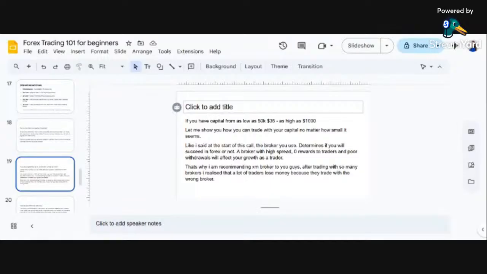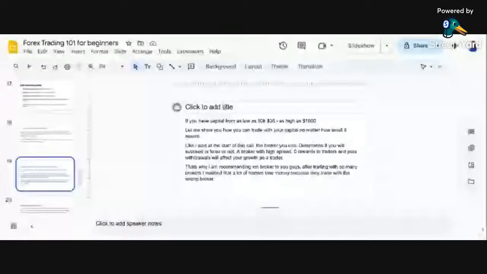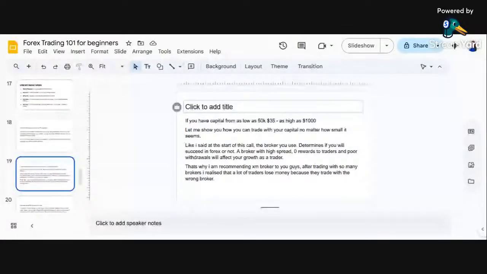I have to preserve it. Like I said at the start of this call, the broker you use determines if you are with a high spread. There are rewards for traders. That means there are some brokers that will not pay you for trading, while there are brokers that reward you for trading profits. I have made money from my broker. Outside of me trading, my broker gives me rewards, and those rewards I invest in trading and make more money.